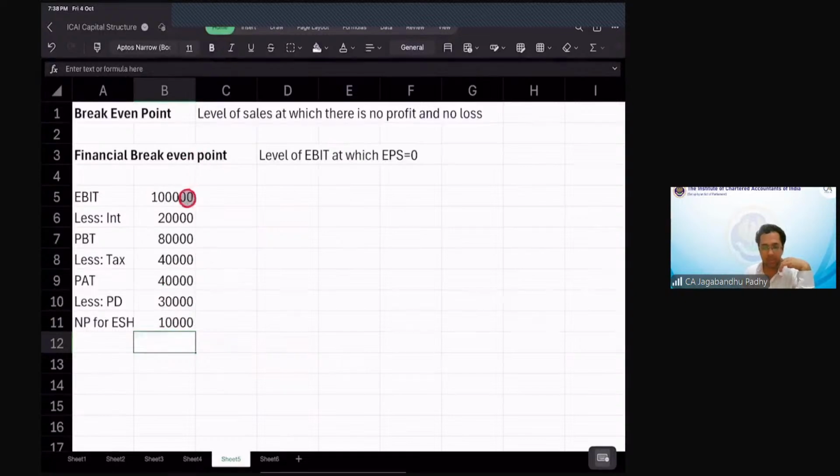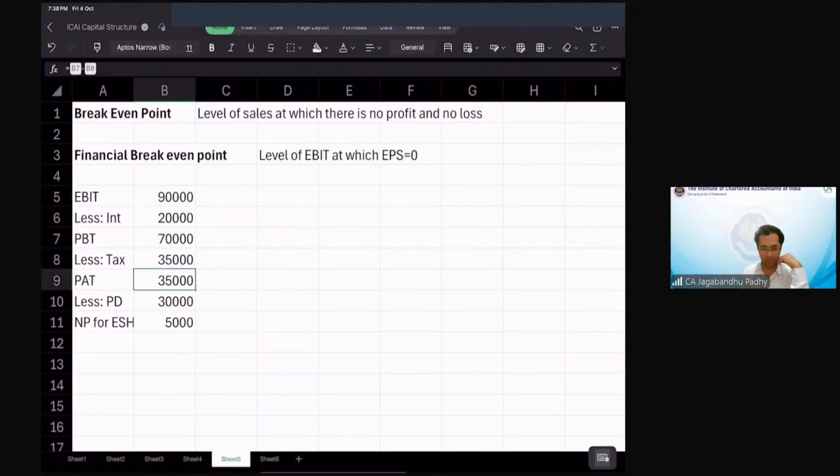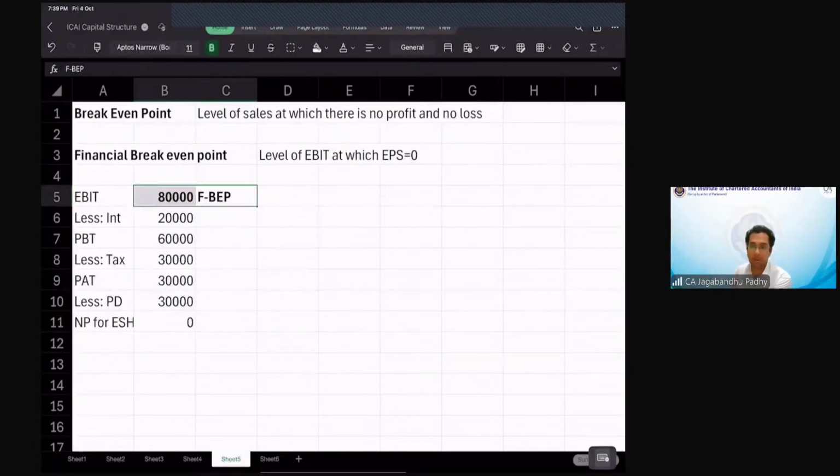So what should I do with this EBIT number? Should I increase it or decrease it? Decrease it, right? So let me make it 90,000. Still we have this 5,000 available. Now suppose this is 80,000. Now yes, net profit for equity shareholders is 0. So can I say this 80,000 is what we mean by financial break-even point?